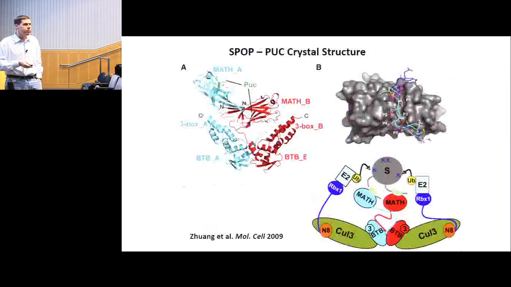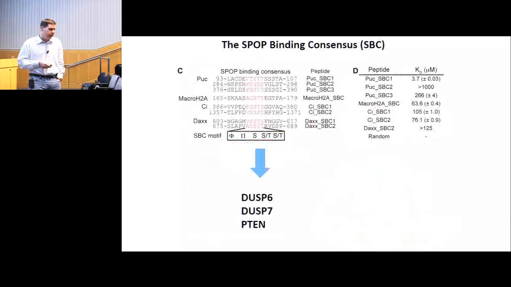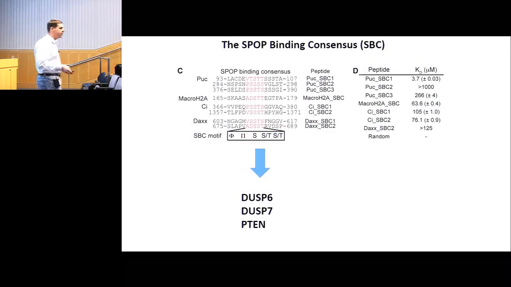We got the crystal structure with puckered, and we've got crystal structures with some of the other targets now as well. And we identified this domain here that seems to be binding all of its substrates. And we wanted to know, does it have some new substrates in the cytoplasm when it goes off to the cytoplasm?